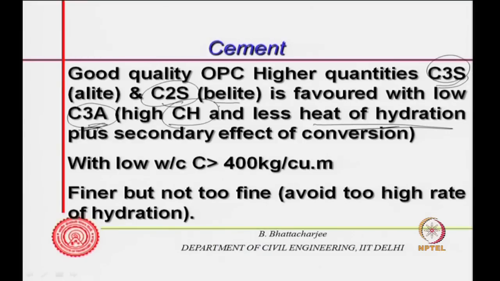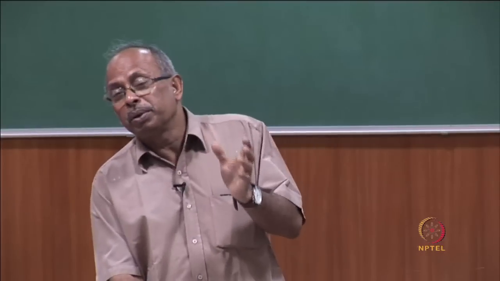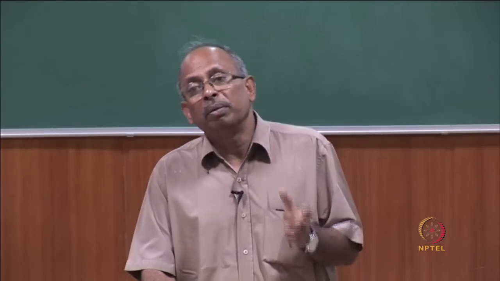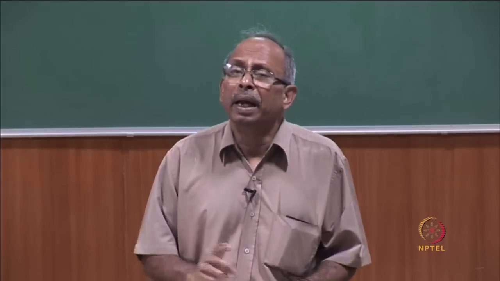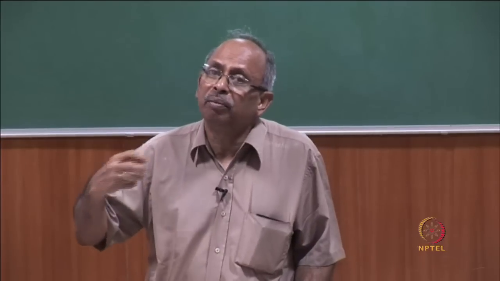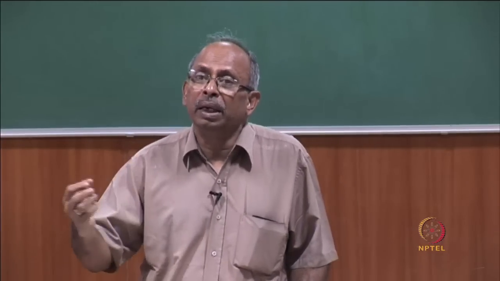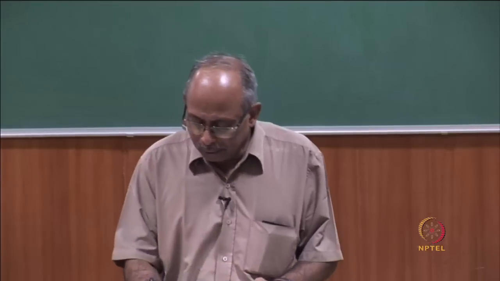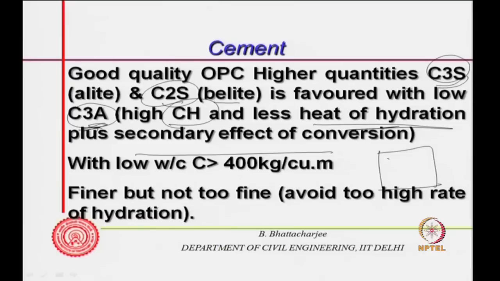So, more CSH. This will also reduce the secondary effect of conversion. Now, what is conversion? If you remember, we talked about high alumina cement, or the hydration process of cement system. We said that initially it first forms ettringite, which gets converted into monosulfate. If the volume of ettringite is higher than the monosulfate, the final product that forms later from the ettringite, it would introduce new pores, because originally it was a larger volume and later it occupies a lesser volume, generating a kind of voids.